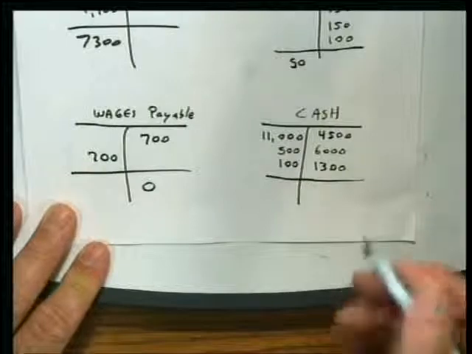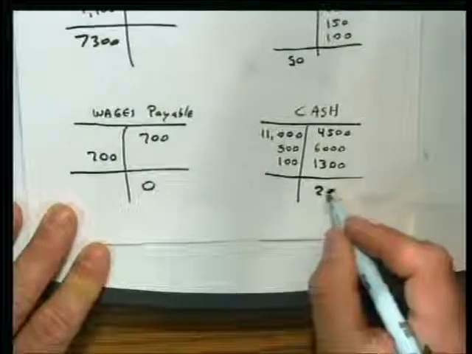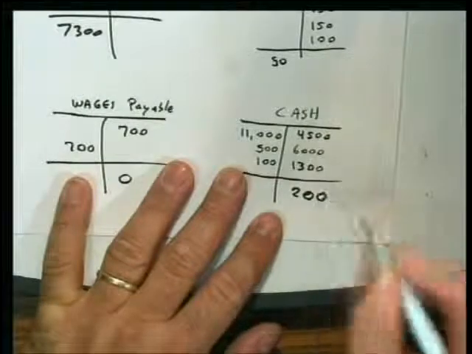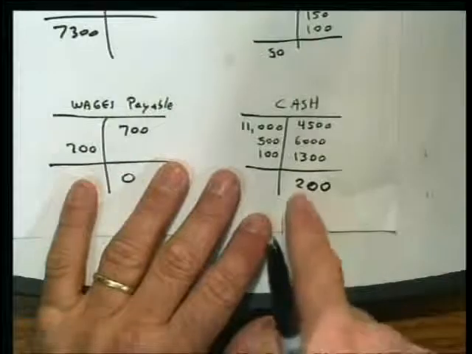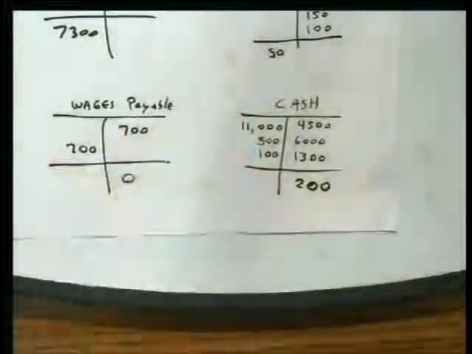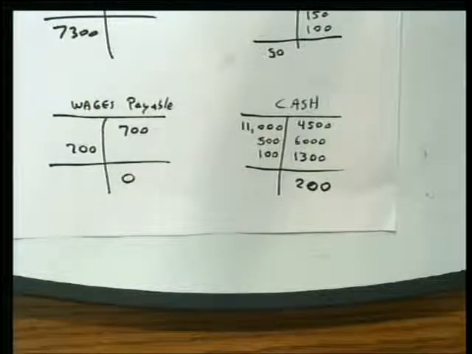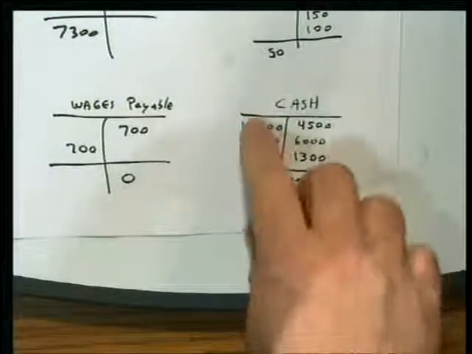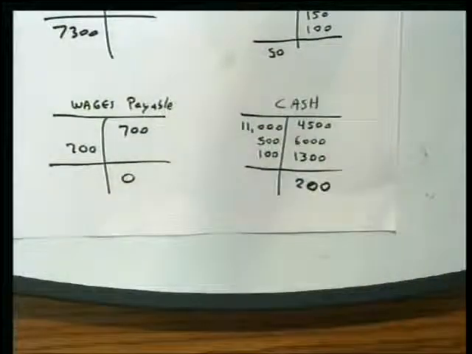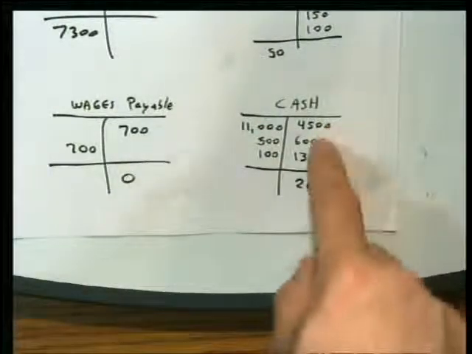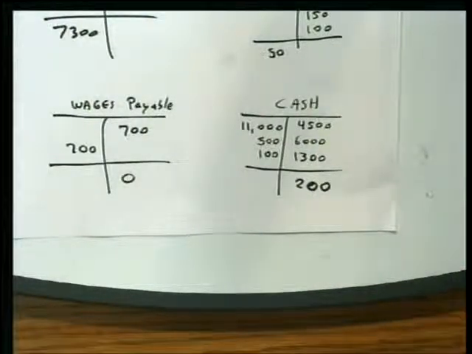Here's how we would write that. 200. Okay? That is a 200. It is not a minus 200. There are no plus or minus signs in T accounts. Really, because of our understanding of cash and that it is a debit balance account normally, the fact that this 200 is on the credit side should be sufficient for us to know that it is in the red, that it is a negative balance.